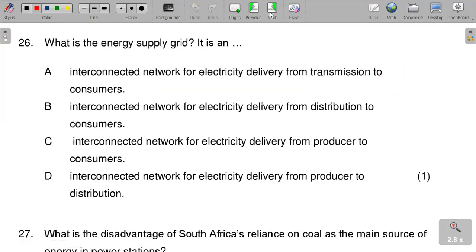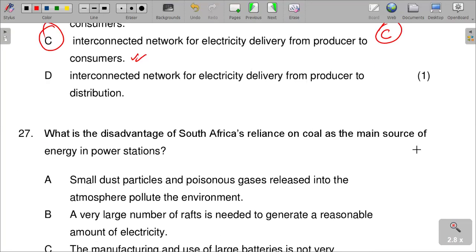26, what is the energy supply grid? It is actually an interconnected network for electricity delivery from producer to consumer. I'm sure that I once said that in one of the presentations on the notes on the channel. It is an interconnected network for electricity delivery from producer to consumers, which is C.